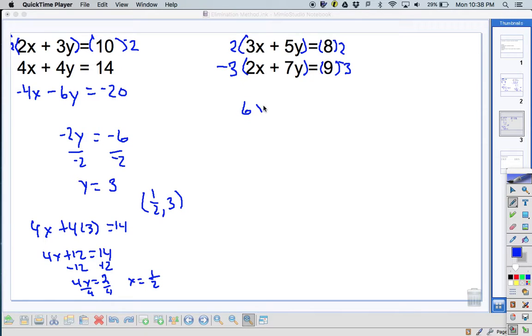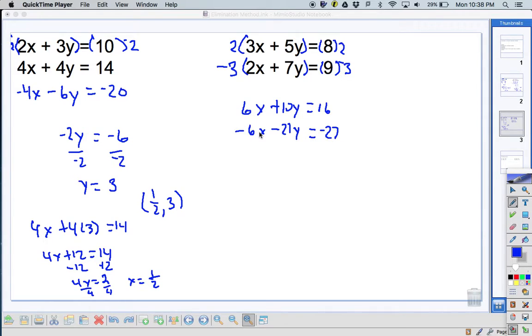I got 2 times 3x is 6x. 2 times 5y is 10y. And over here I got 8 times 2 is 16. So far so good. On the bottom one I got negative 3 times 2 is negative 6x. Negative 3 times 7y would be negative 21y. And 9 times 3 is 27, so this is negative 27.